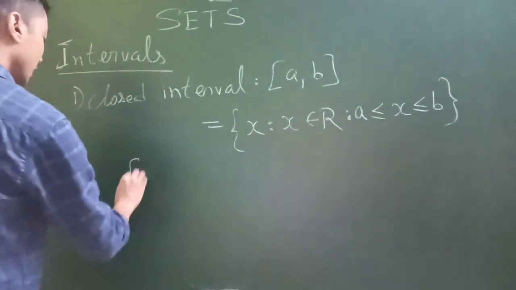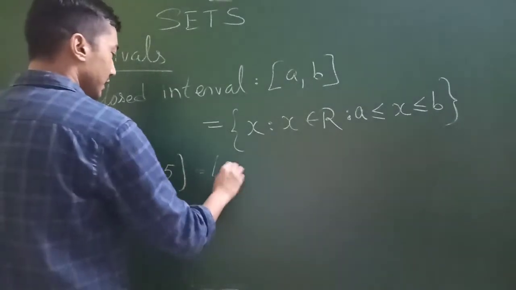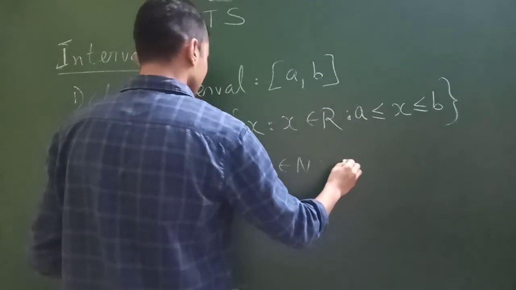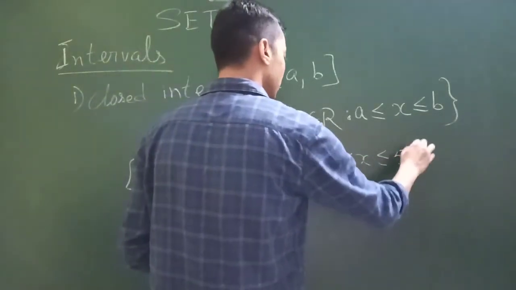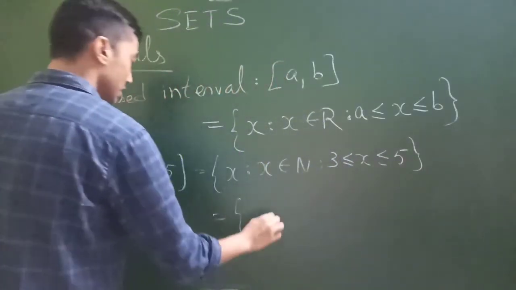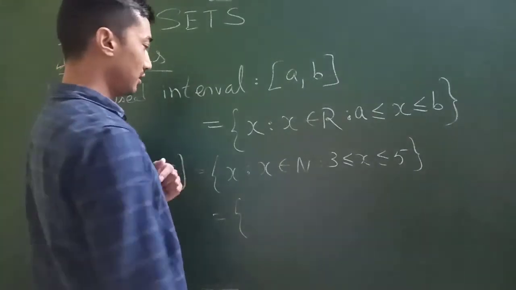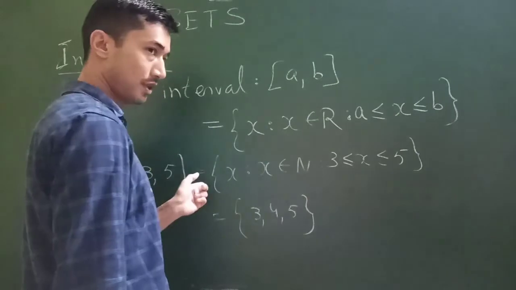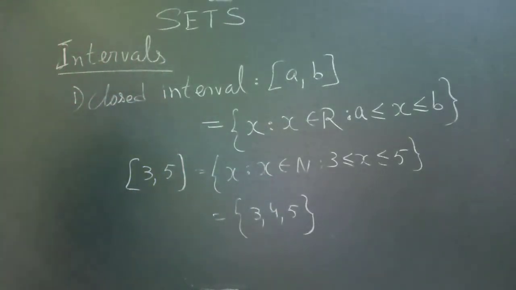So if I just give you an interval 3, 5 and I say x such that x is a natural number and x is greater than or equal to 3, less than or equal to 5, I shall write this in the roster form. Natural numbers greater than or equal to 3: so 3, 4, 5. From 3 to 5. Okay, got it? So that's what we call a closed interval.